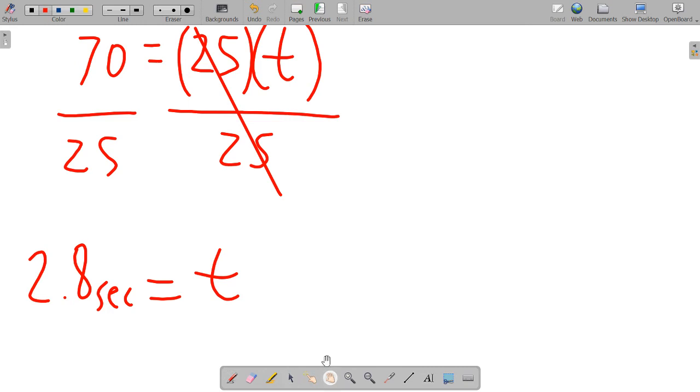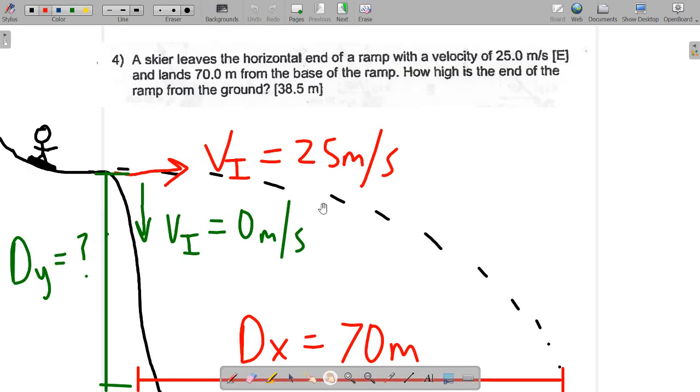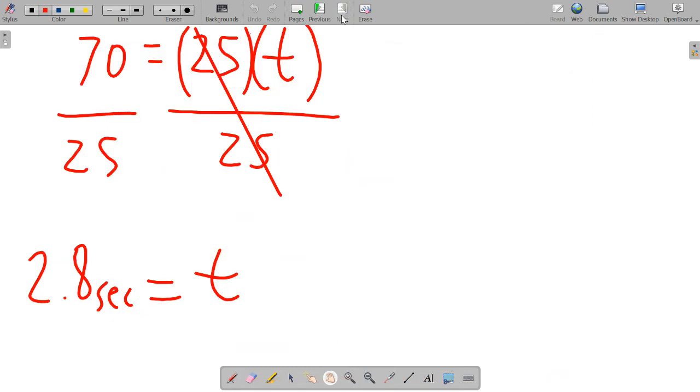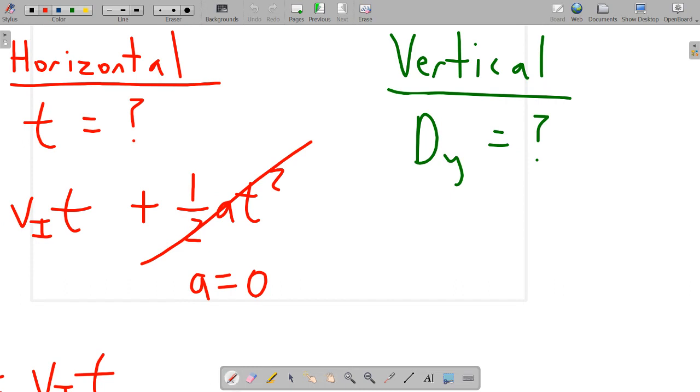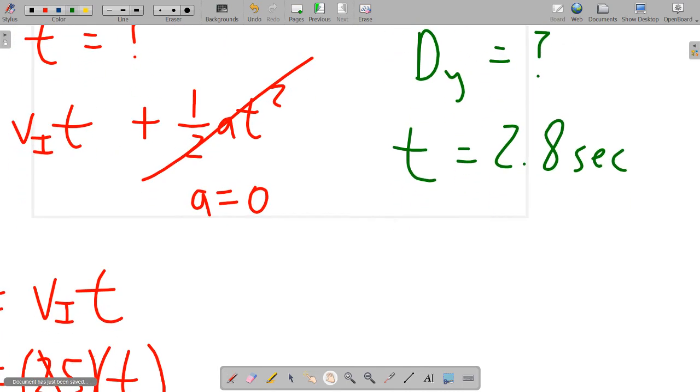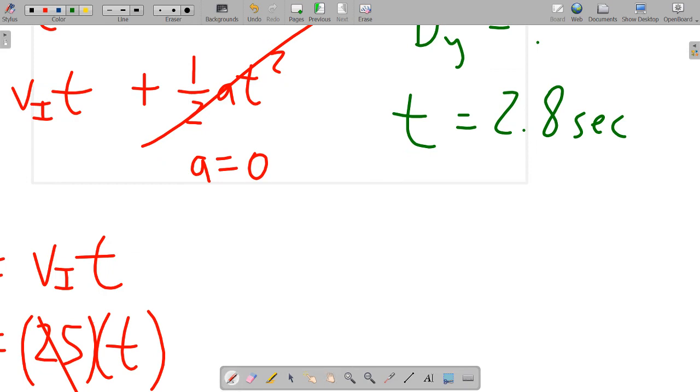And remember, thinking logically here, if the skier spends 2.8 seconds in the air in the x direction, obviously that's how long he spends in the air in the y direction. So now let's go back to looking at our vertical component here. So we know the time in free fall was 2.8 seconds. Okay. So now let us use this information to plug into our displacement equation, because ultimately that's what we're trying to find. We're trying to find the displacement in y. So let's write our displacement equation, because we know it.